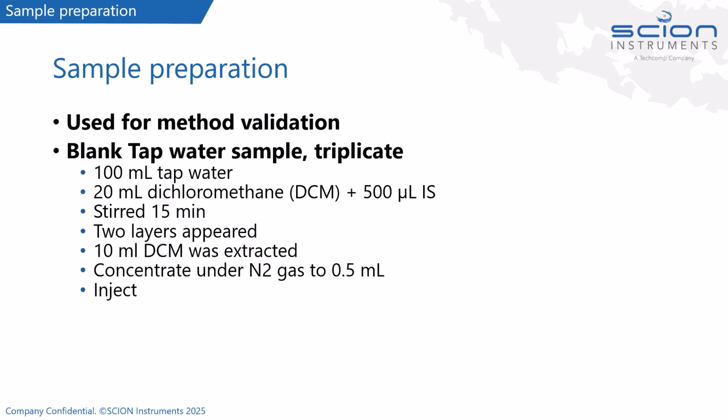They were prepared by adding 100 ml of tap water to a Duran flask with 20 ml of dichloromethane. Also 500 microliter of the internal standard was added and the solution was stirred for 15 minutes. After a few minutes of stirring, two layers appeared. The top layer, 10 ml of dichloromethane, was extracted. The samples are now concentrated under nitrogen gas to a volume of 0.5 ml. This was injected in the GC.